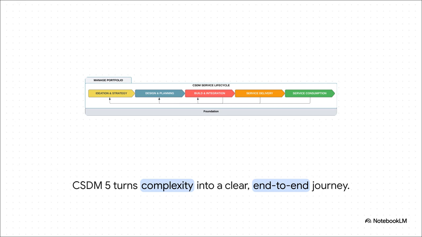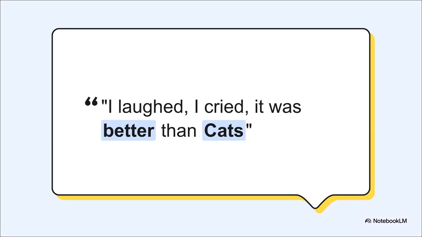CSDM 5 reframes the entire model as an end-to-end service lifecycle. Now, this isn't just a pretty new graphic, it's a whole new story. It's a logical flow from left to right that tells you exactly how a service comes to life, from a simple idea all the way to a customer actually using it. It's designed to be so much easier to understand and, just as importantly, easier to explain to anyone in the business.